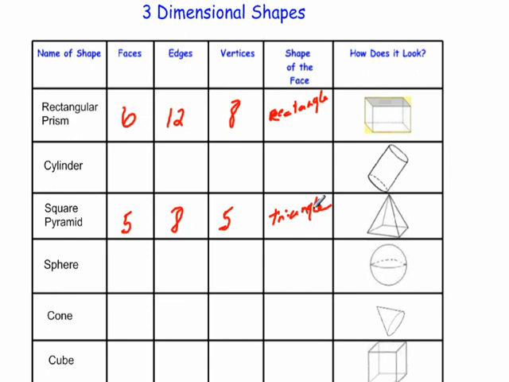Finally, let's look at the sphere. The sphere has 0 faces. It has 0 edges. It has 0 vertices. Because the sphere has no line segments and there is no shape of the face because there is no face. As you can see, learning and being able to identify geometric shapes is an important skill for students to develop.